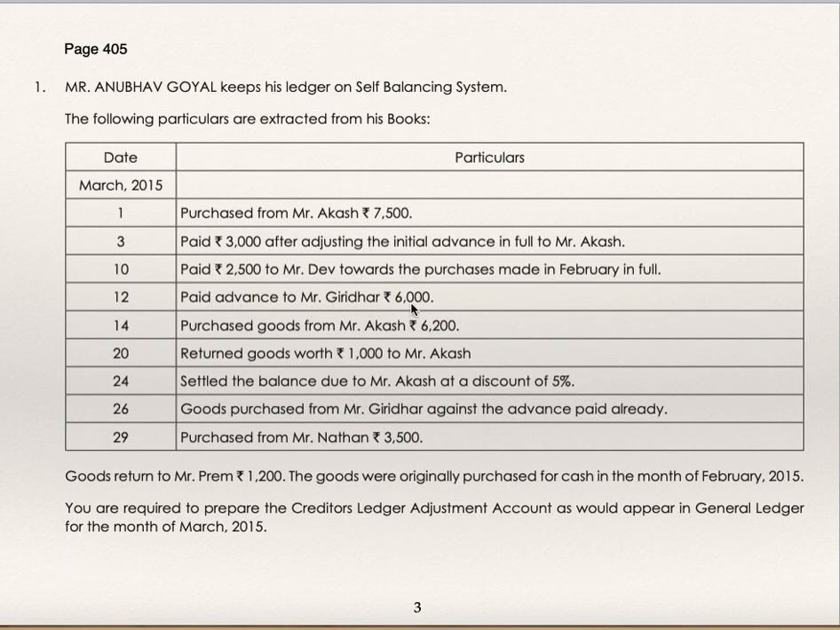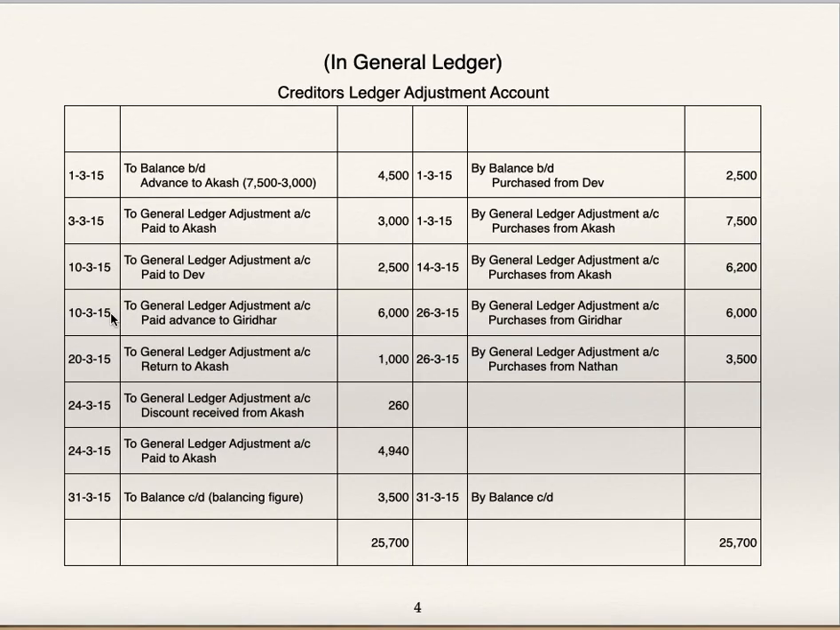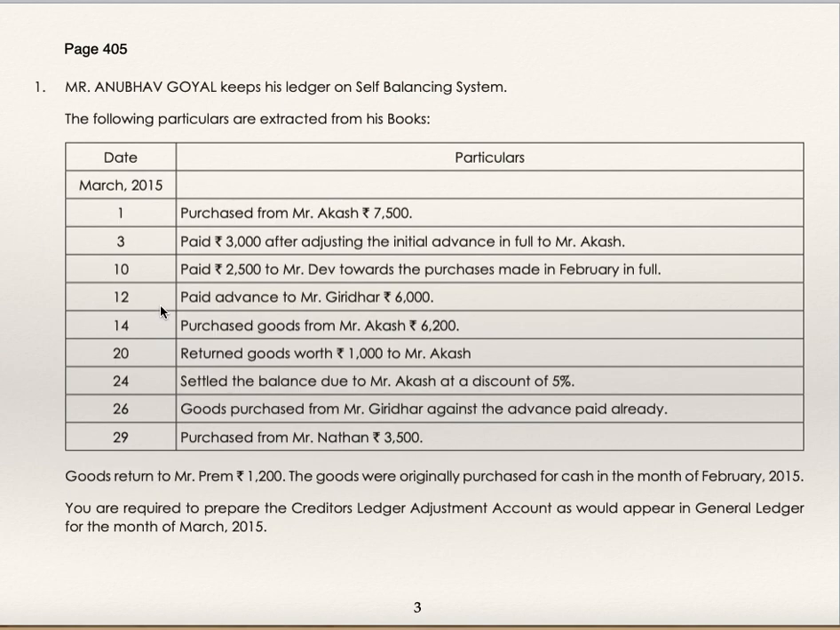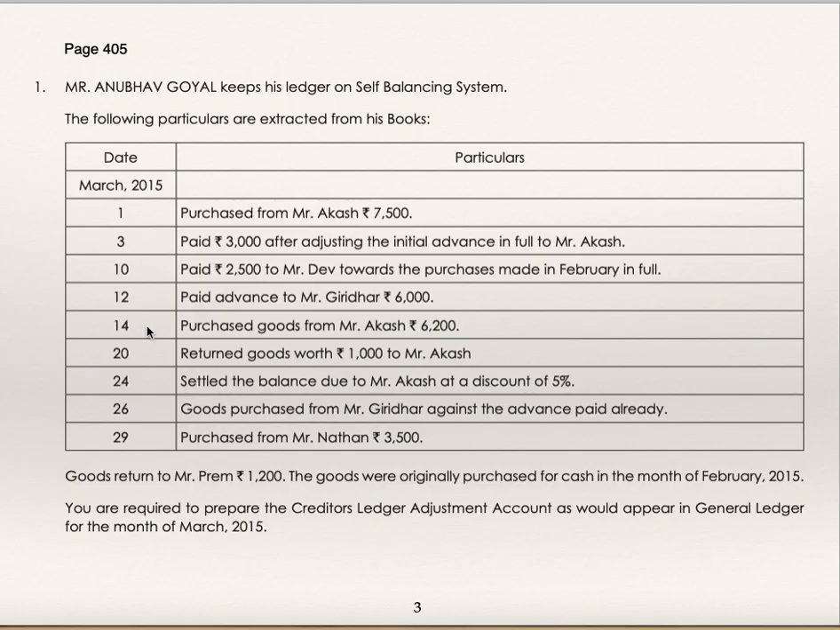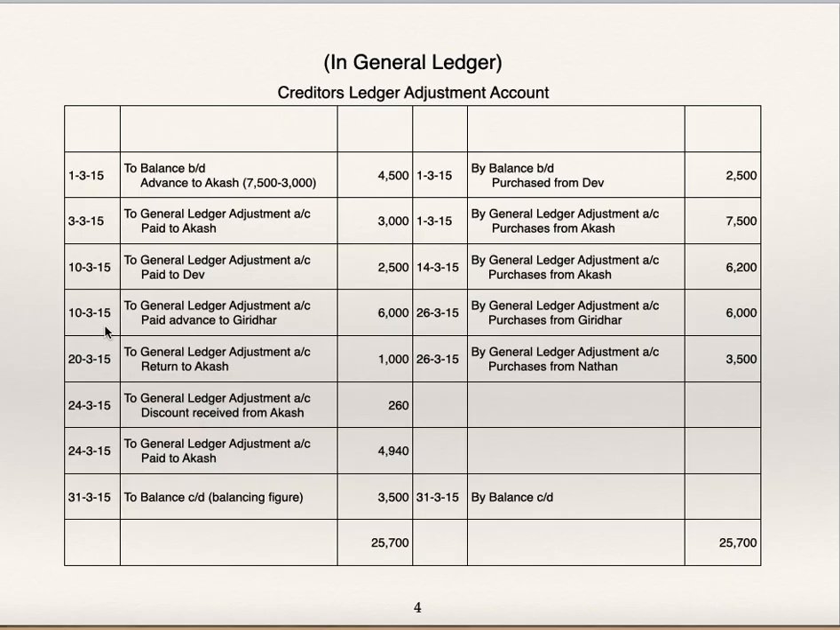On 12th, paid advance to Giridhar 6,000. To general ledger adjustment account, paid advance to Giridhar 6,000. Purchased goods from Akash 6,200. By general ledger adjustment account, purchases from Akash 6,200. Returned goods worth 1,000 to Akash. To general ledger adjustment account, returned to Akash 1,000.